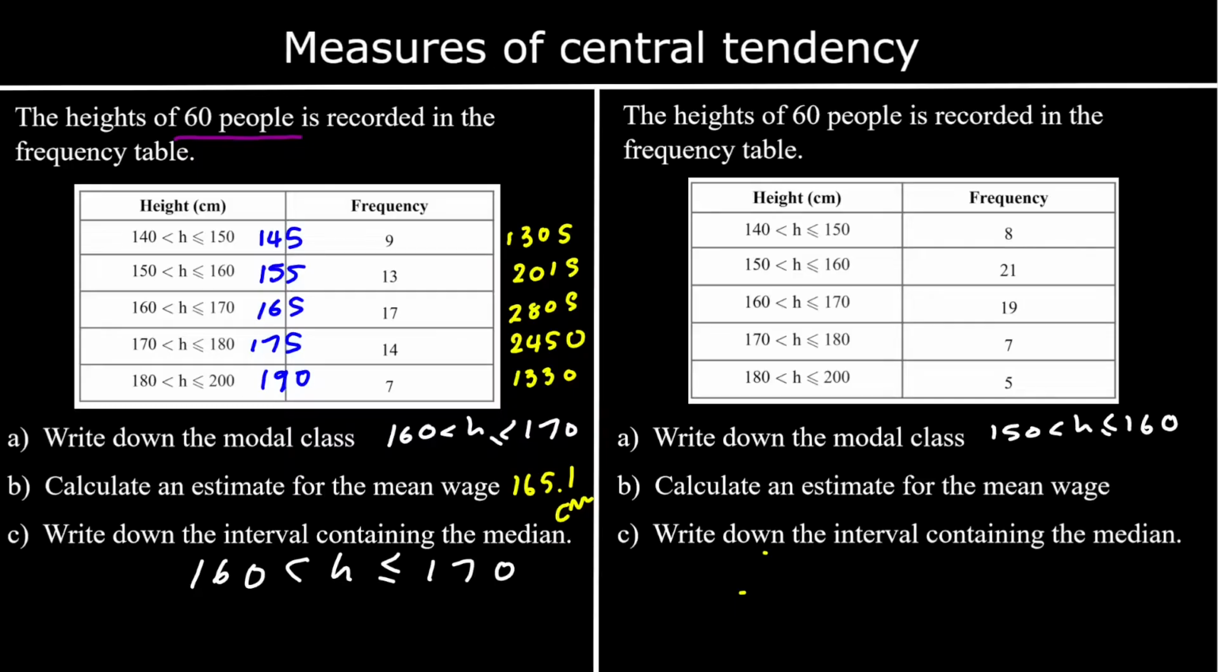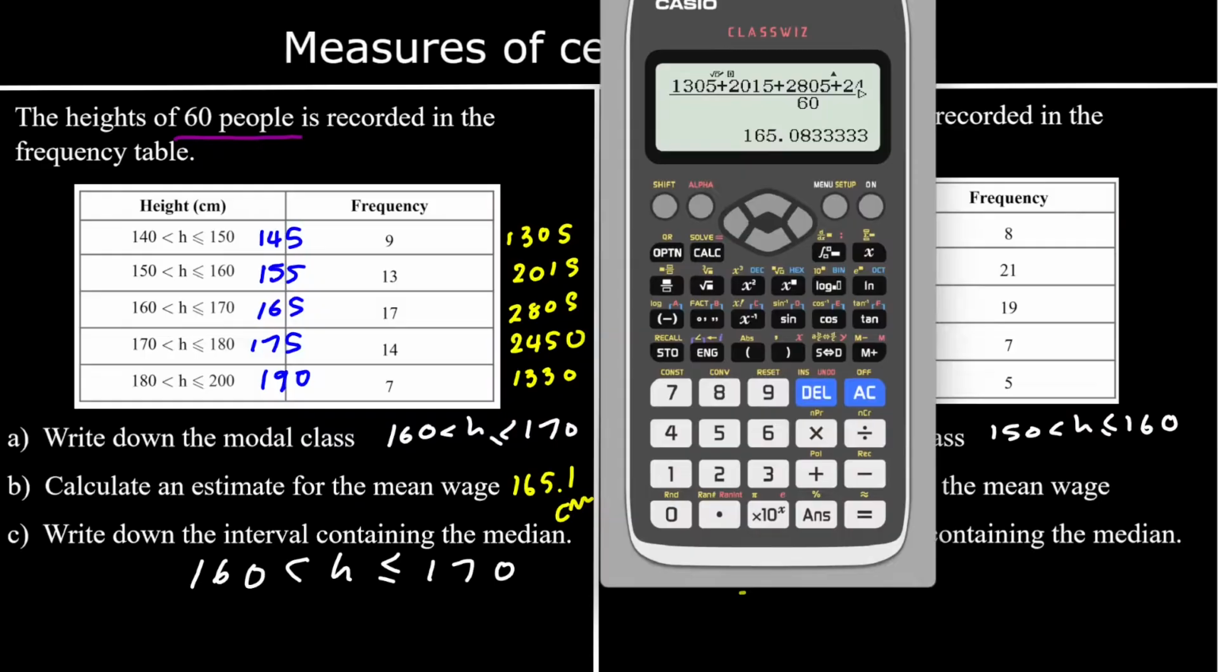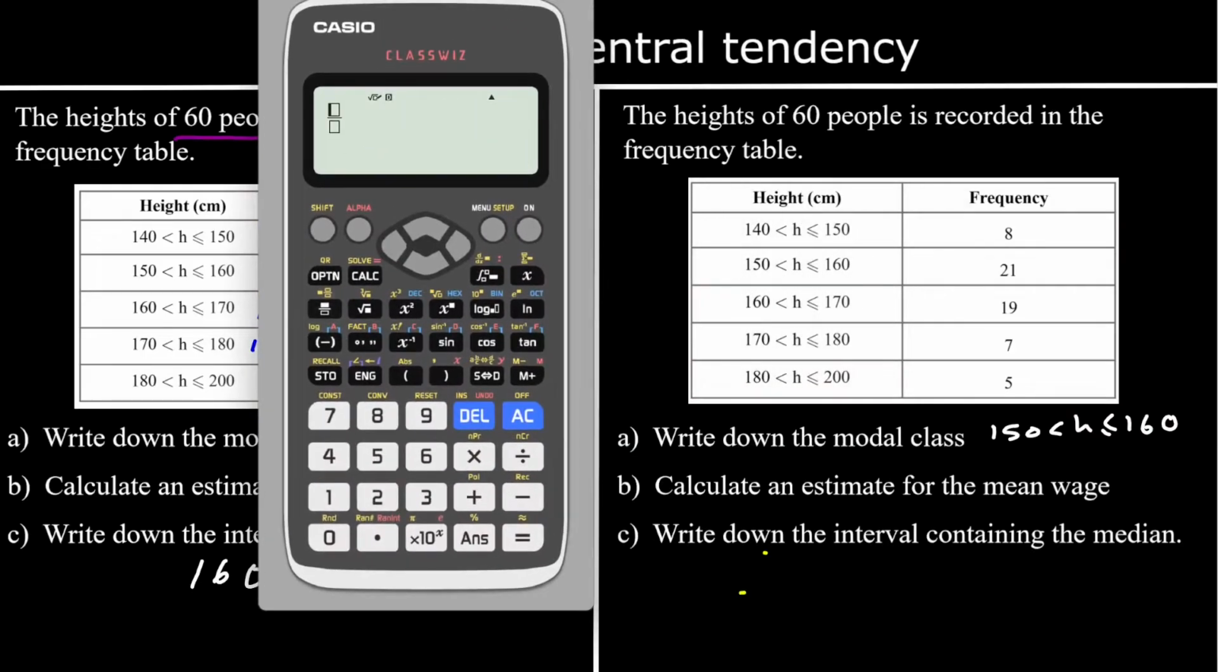Calculate an estimate for the mean wage. So we've got 8 people between 140 and 150. So we're going to say all 8 of those people are 145 centimeters tall. We've got 21 people between 150 and 160. So we'll say they're all 155.